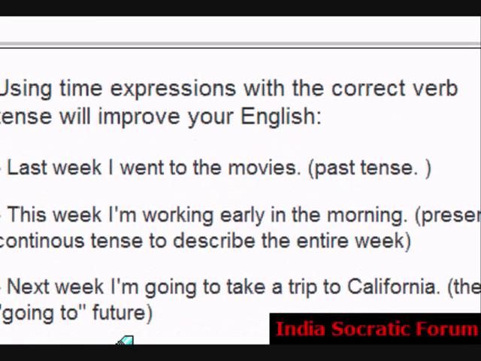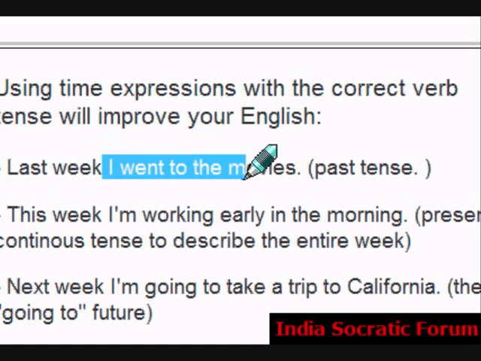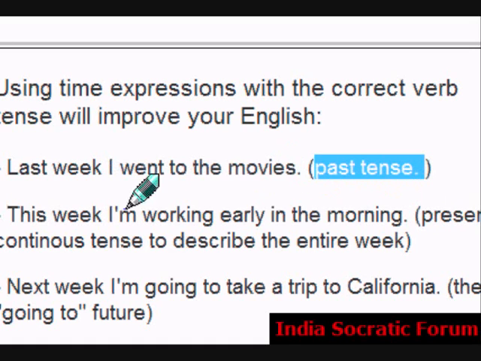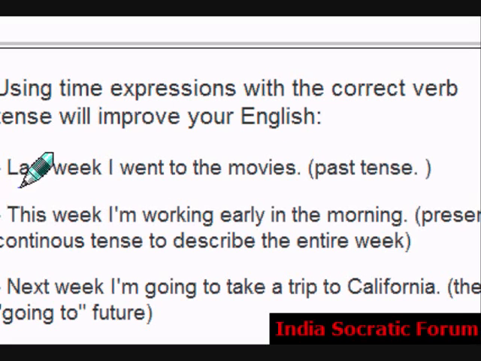Using time expressions with the correct verb tense will improve your English. Last week I went to the movies is past tense. If you say last week I'm going to the movies, it doesn't make sense, right? So for last week, the past tense form of the verb is went. I went to the movies. Last week is the past expression.